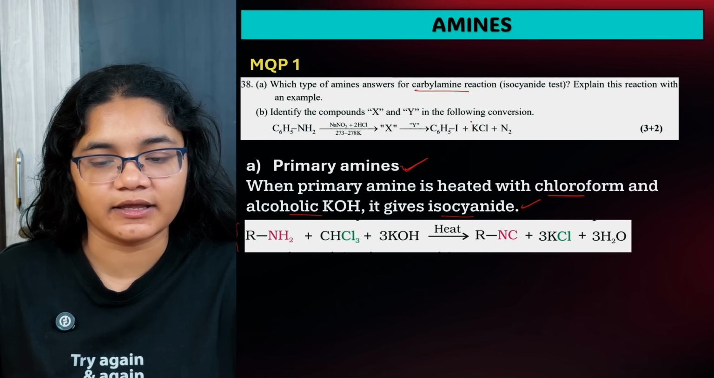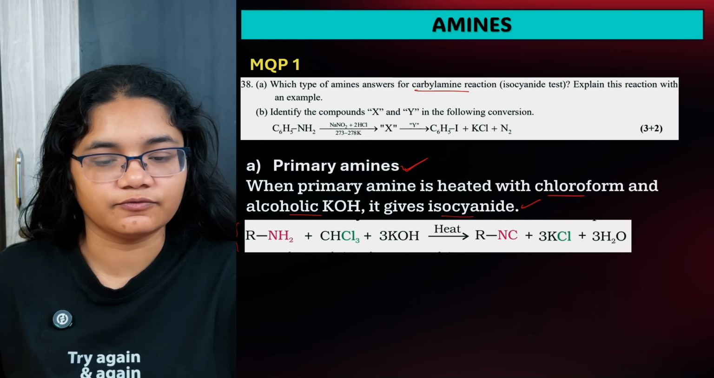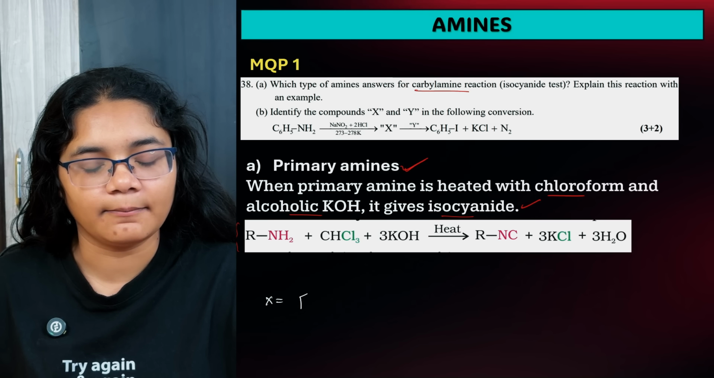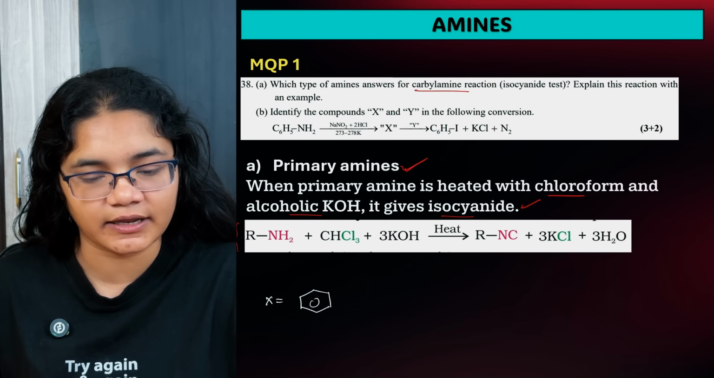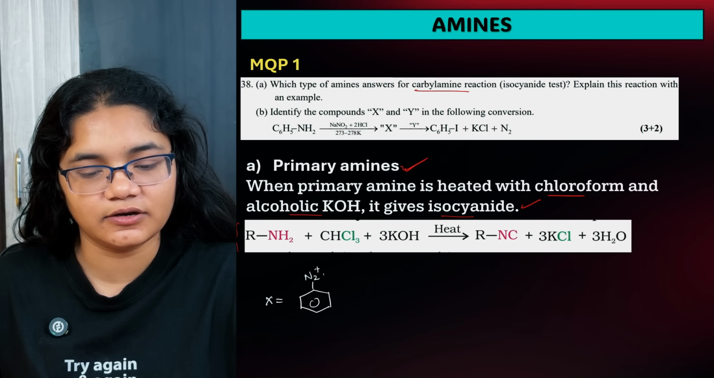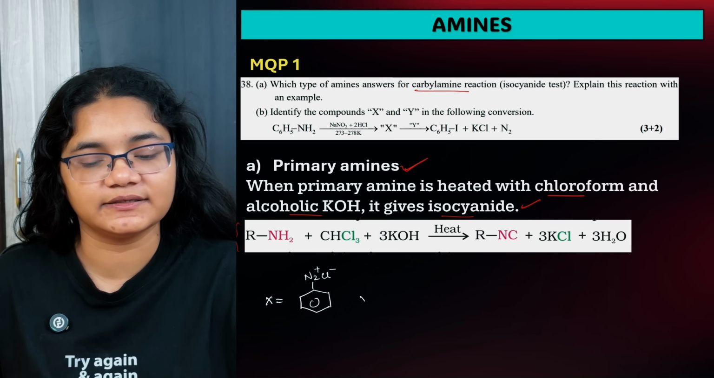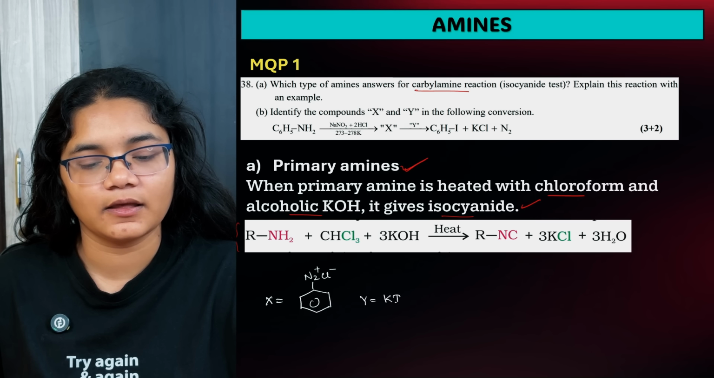Identify compound X and Y in the following reaction. So if you see, first of all, X will be your benzene diazonium chloride, because here we are having diazotization reaction. Okay, now when you treat it with a Y, what will give you iodobenzene? So it has to be KI.